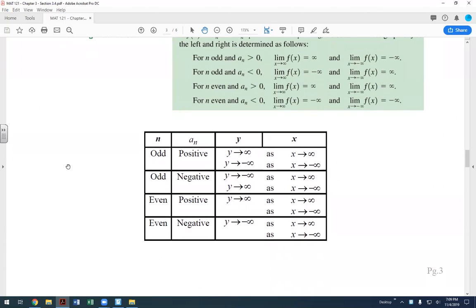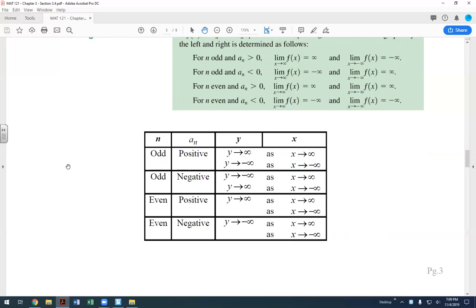So if it is an odd exponent with a positive coefficient, then that actually means one arm is going up and the other arm is going down. If it is an odd exponent with a negative coefficient, it's still the same thing. One arm is going up, one arm is going down, but they change directions. Okay? If it's an even exponent with a positive coefficient, that's basically your x squared. Both arms are going up. If it is an even exponent with a negative coefficient, you can think of that as your negative x squared reflection. Both arms are going down.